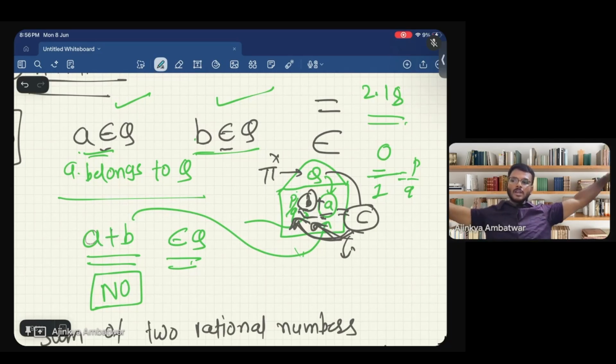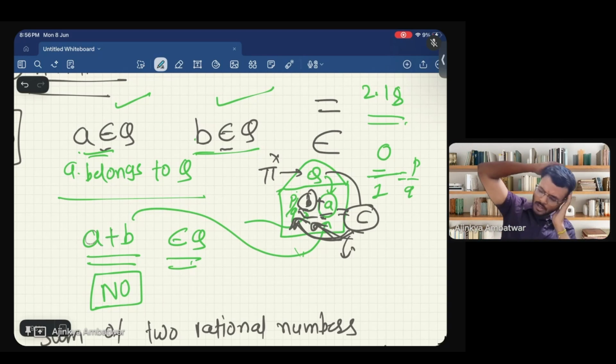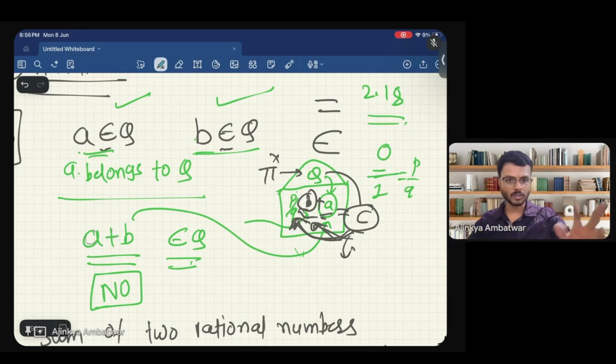In this building I just stuff all the rational numbers. Number 1, minus 1.2, 3.15, 8 by 7, 16 by 9. Every number you can think of, every possible rational number is kept in that house. Now, from that house, I'm going to pick two members. Which two members do you want to pick? Pick any two members from that house of rational numbers.